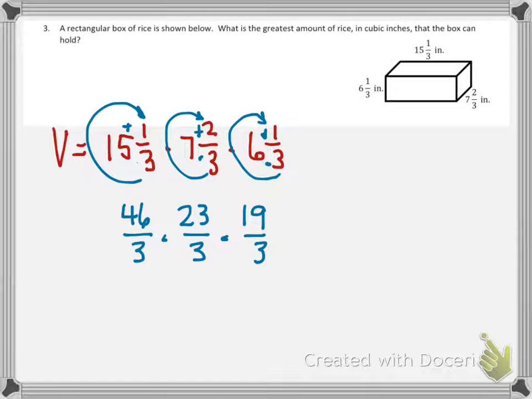And I don't think I can simplify at all before I multiply, so I'm just going to multiply. 46 times 23 times 19 equals 20,102 over 3 times 3 is 9, and 9 times 3 is 27, and that is cubic inches for volume. 20,102 27ths cubic inches. That's my answer.